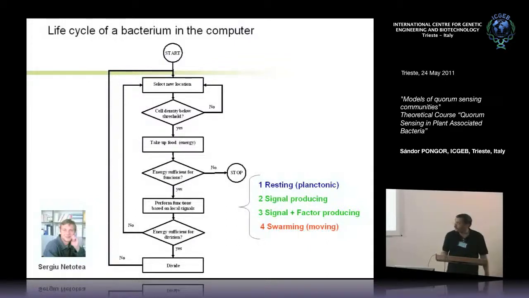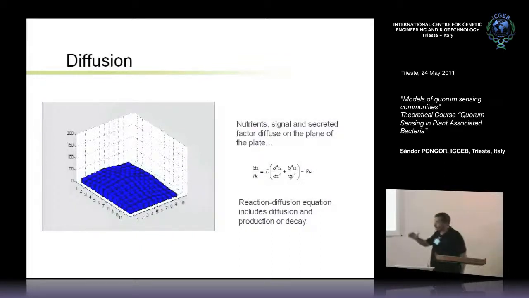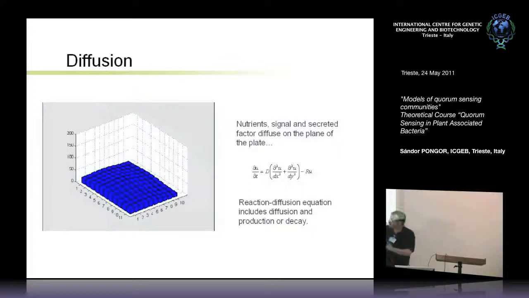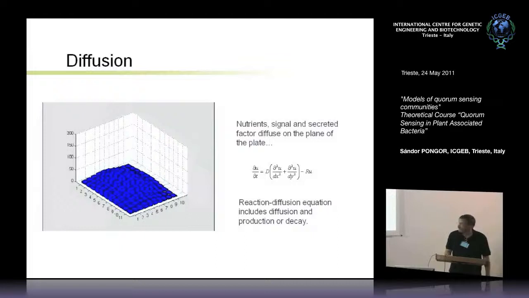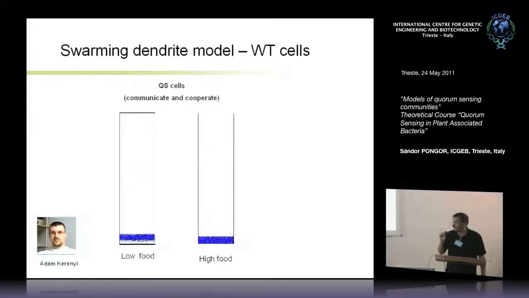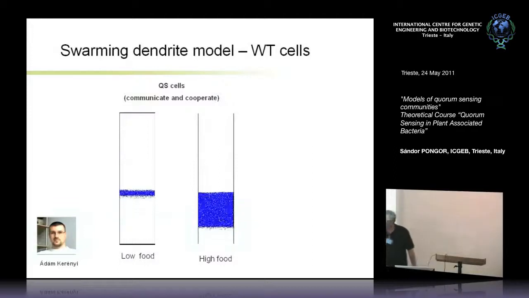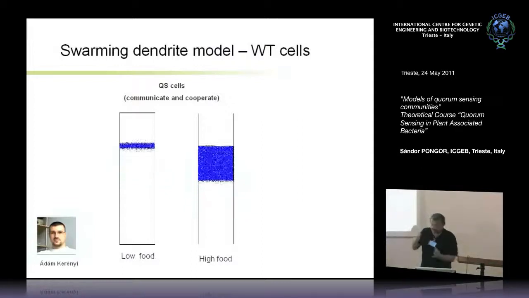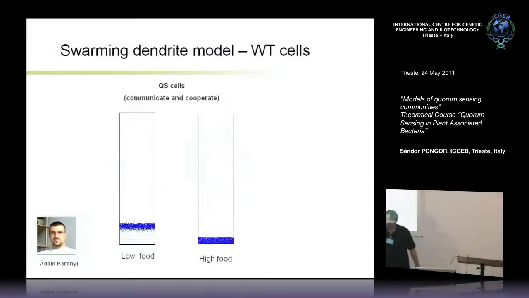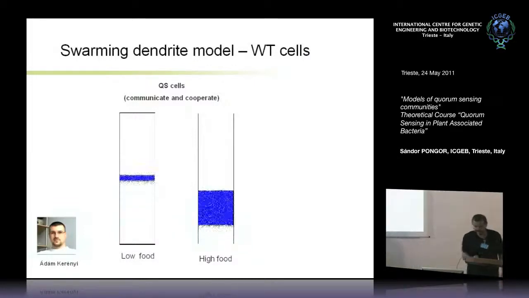We can also do that. Now, the diffusion is mathematically represented. This is just to show you what happens if we calculate diffusion on a plane, because this is a 2D model. This is not important. What we see happening is this: the cells start to move around. If we have, let's say, a lot of food, then we have a large population moving around. If we have less food, then we have a smaller population. So this is the fundamental behavior of the system.